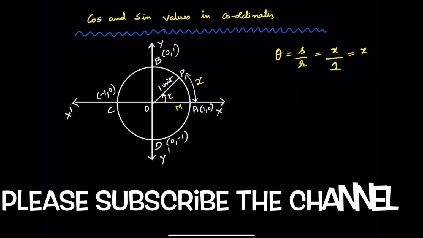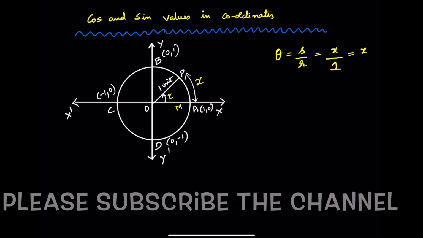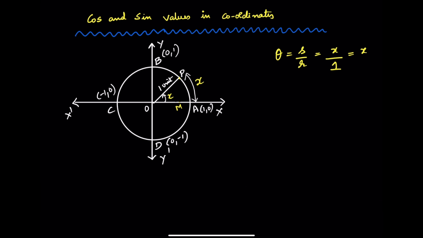Now to understand the coordinates of cosine and sine, we need a right angle so that we can apply the definitions of cos and sine. So let us extend this point P to the x-axis at point M so that this is a 90-degree angle and a right angle triangle is formed. Let us consider the coordinate of point P to be a comma b. It can be anything.